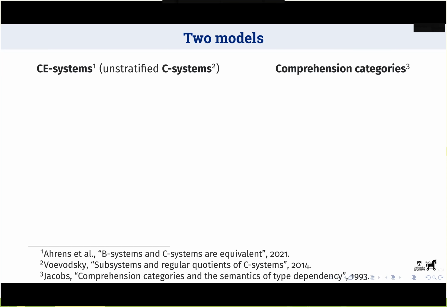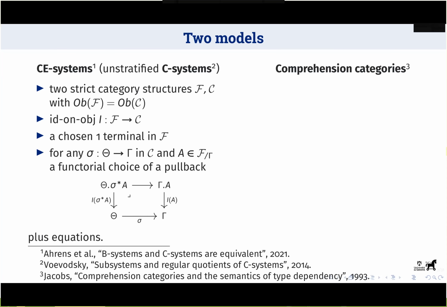So the first model is that of CE systems, and if you know about C-systems or contextual categories, you can think of that as just an unstratified version. You need two category structures, F and C, with the same objects. So two category structures on the same collection of objects, and then an identity-on-objects functor from F to C, a chosen terminal object in F, and for any sigma from theta to gamma in C, a choice of pullback that does the work, plus equations that we're not interested in at the moment.